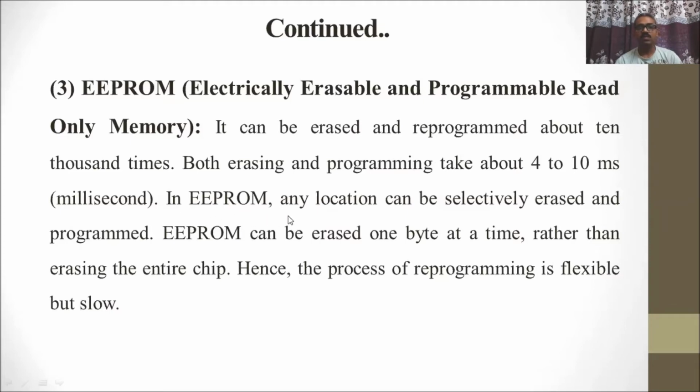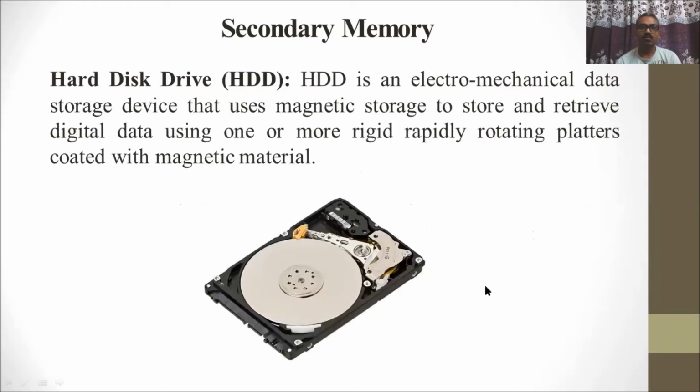So in EEPROM, any location can be selectively erased and programmed. EEPROM can be erased one byte at a time rather than erasing the entire chip. Hence, the process of programming is flexible but slow.